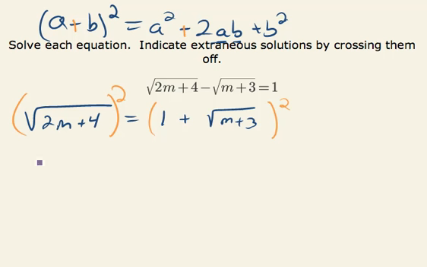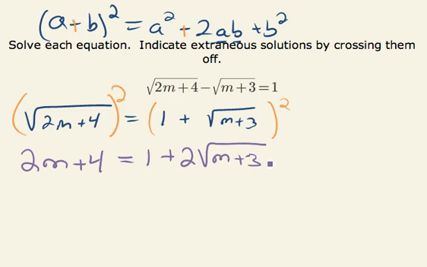So let's multiply this out and see what we get. Square root and the square cancel, so we're left with a 2m plus 4 on the left. On the right, we have our binomial squared, so we get 1 squared plus 2 times 1 times square root of m plus 3 plus the square root of m plus 3 squared, so the square root and the square cancel, and we're left with just an m plus 3. So we have progress. We still have a square root, but we only have one of them. We started with 2 square roots, now we have one of them. That's progress, so we're happy with this.